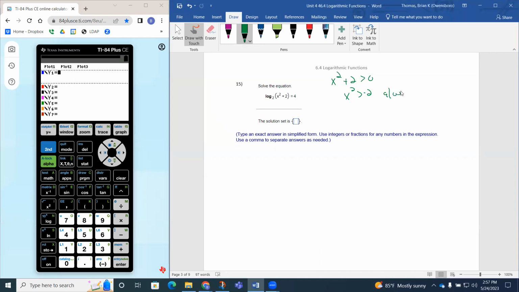So it's going to be always true. So that tells me there's not a domain restriction because, again, if you think about it, any number squared plus 2 will always be greater than 2. So there's not going to be a domain restriction at all. So since there's a single logarithm, our strategy is to put this in exponential form.